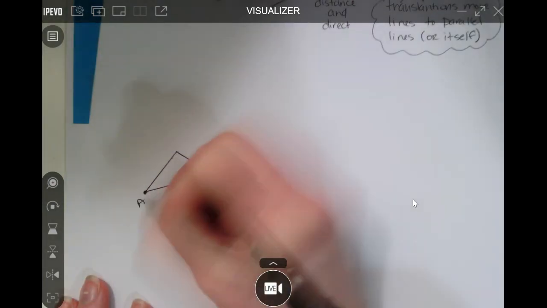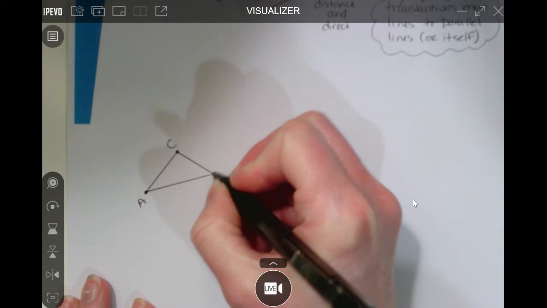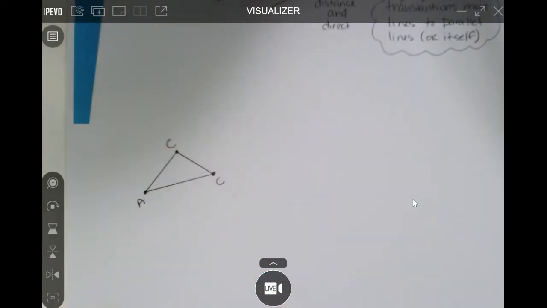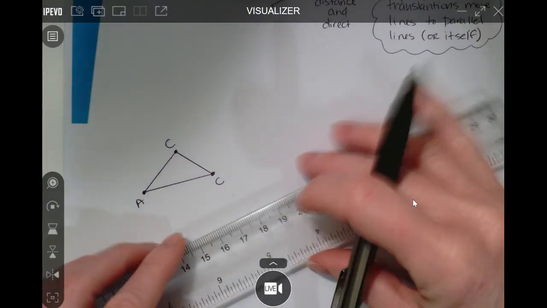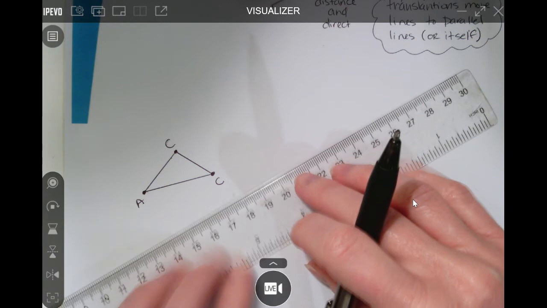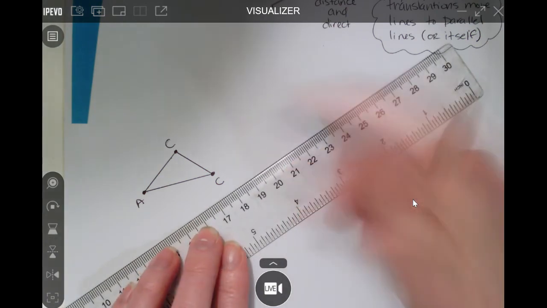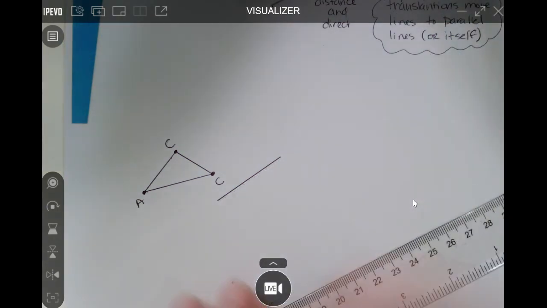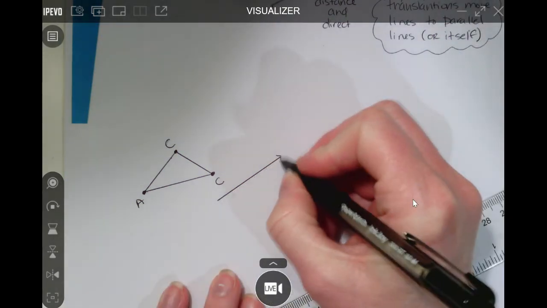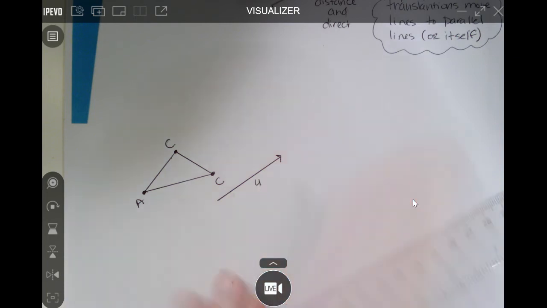vertices A, B, C. So I have A, I have B, and we have C. Now, in order to translate it, I need to know what direction and how the distance to go. So I need my directed line segment. So just like V above, let's draw a directed line segment. We'll call it U. Somewhere close to C, just draw, I don't know, maybe an inch, inch and a half long, and put an arrow on it. And we'll call this U.